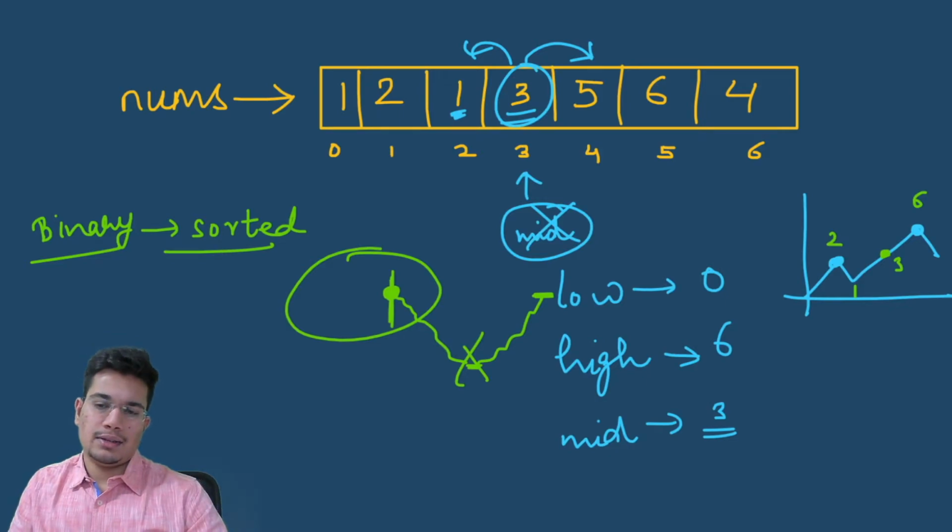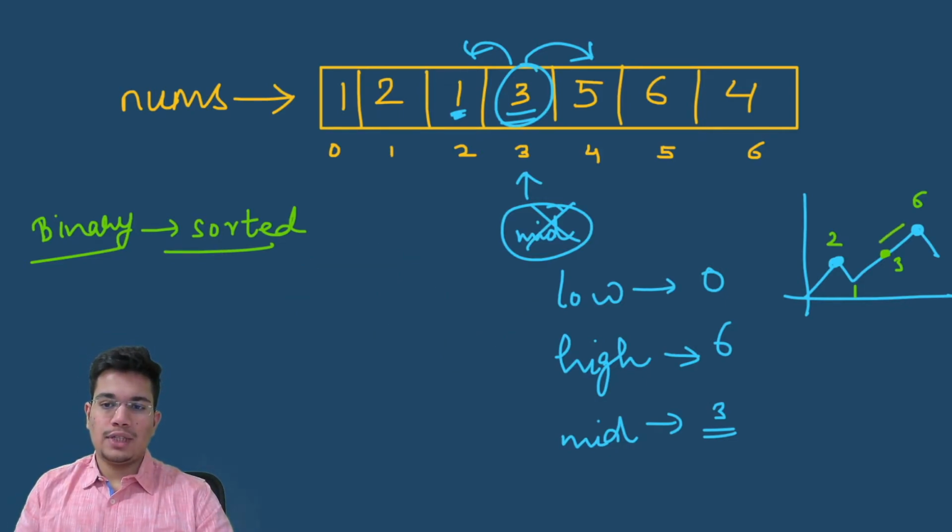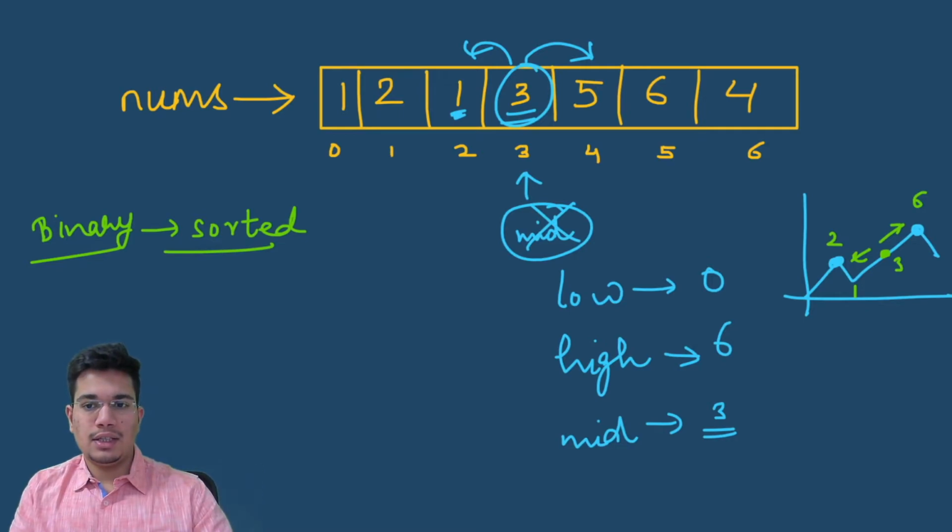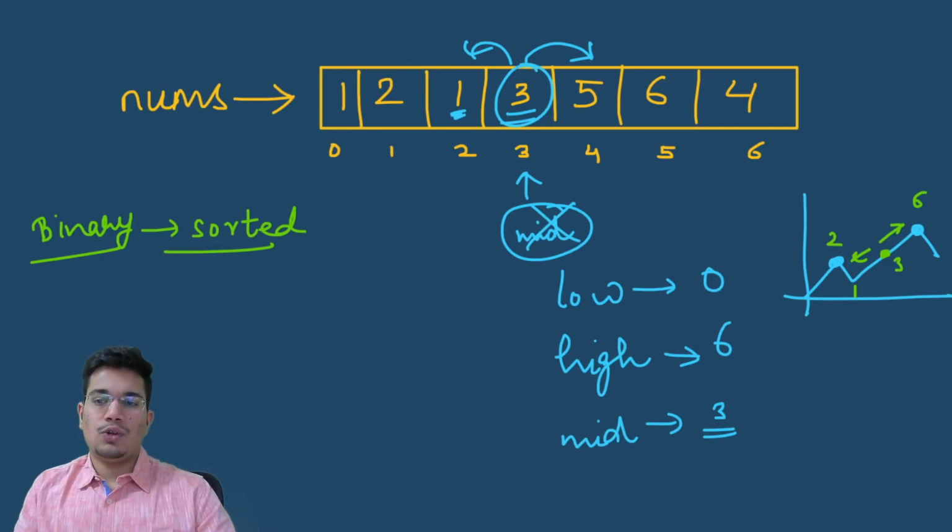the potential peak element. For example, here in our case, elements towards the right of 3 are increasing and towards the left of 3 are decreasing. So I'll simply first check the left element. If it's greater than me, I'll move towards the left half because a peak element might lie somewhere in my left half. And if it's not greater than me, then I'll check for the right element, which has to be greater or equal to me. So my peak element will lie somewhere in my right half. So I can move my search space to the right half of the array.